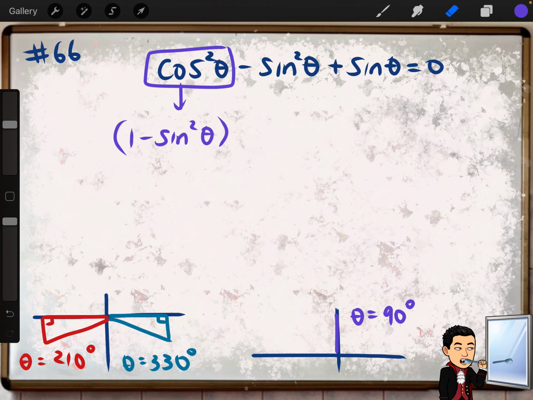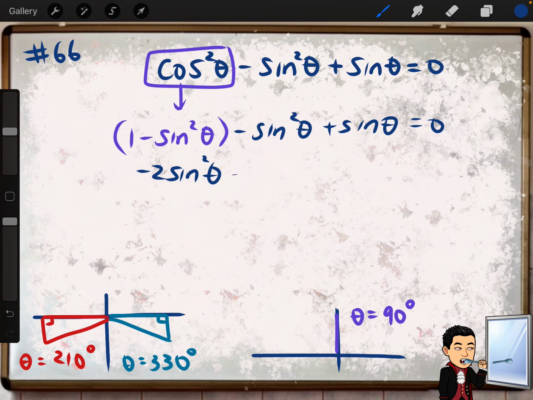I need more space to operate. Okay, so subtracting sine squared theta plus sine theta, which equals 0. So what you're going to do is go ahead and combine everything. You're going to get negative 2 sine squared theta plus sine theta plus 1 equals 0.